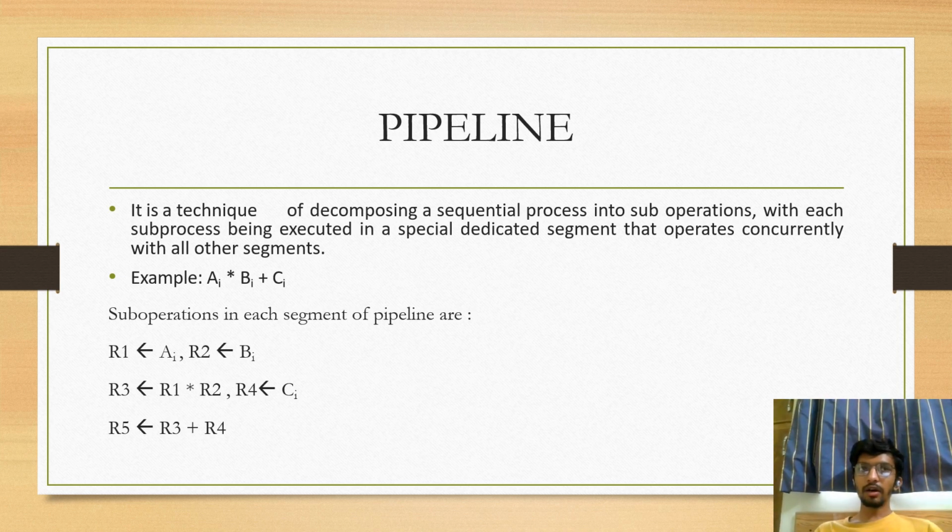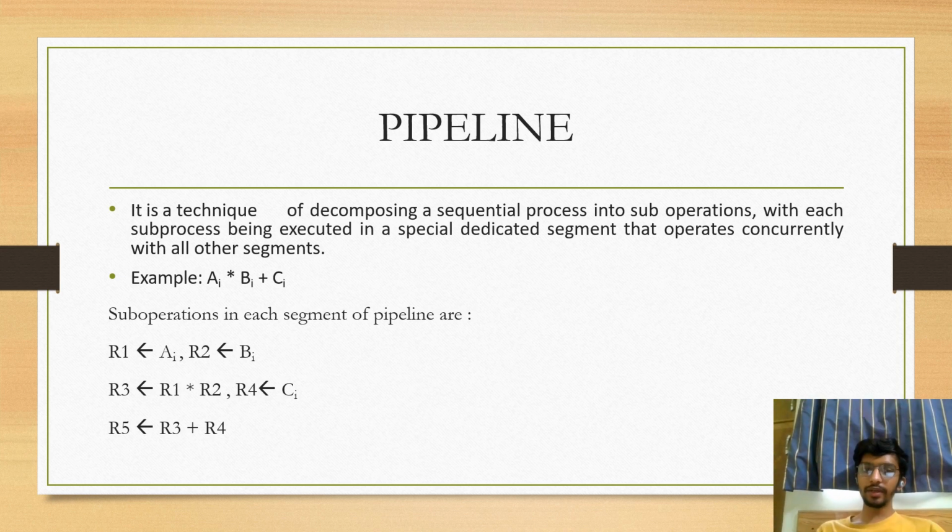That is a dedicated segment. It means it is different. Many different segments will be there, and each sub-process will execute in a different segment, and that operates concurrently with all other segments. It means it will run parallelly with the other segments.